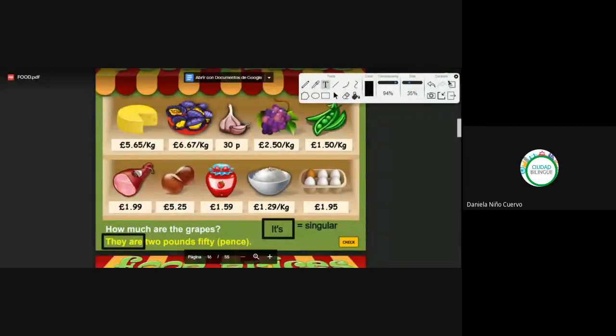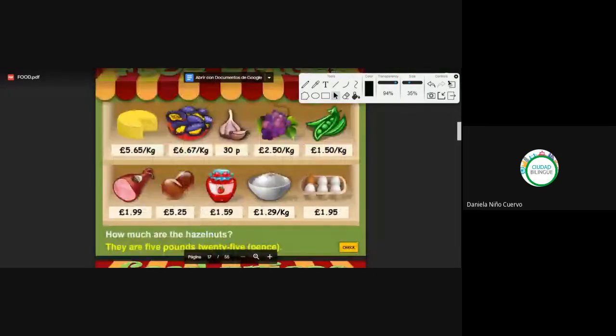They are 2 pounds 50. Muchas veces, no sé si lo han escuchado en las películas, pues ellos no especifican centavos, no dicen centavos. They are 2 pounds 50, 2 con 50. Entonces las personas ya saben, ah, 2 dólares o 2 libras esterlinas en este caso, con 50 centavos. Yes. Muchas veces no lo dicen. All right, we continue.